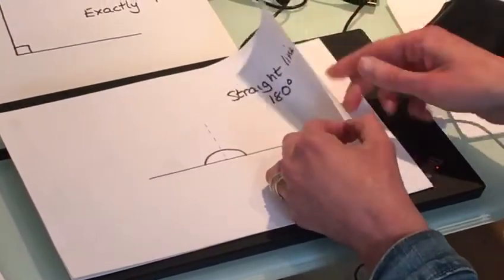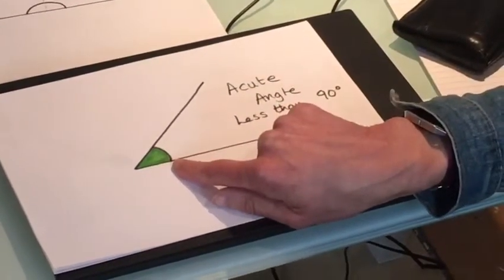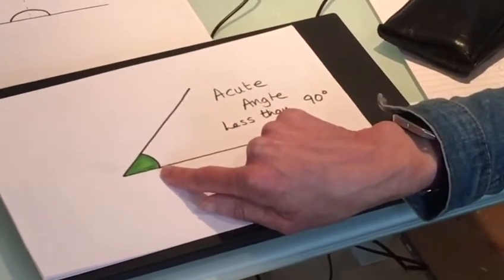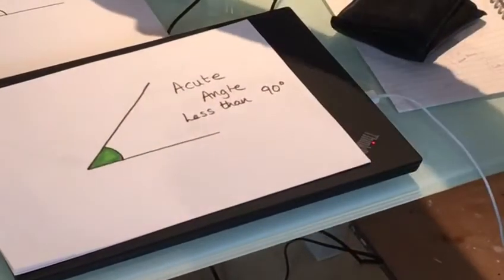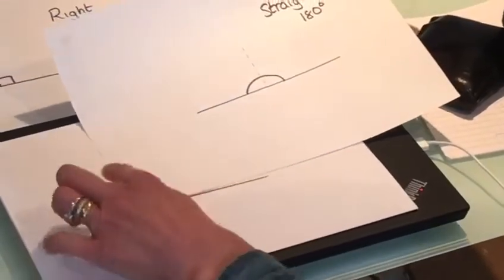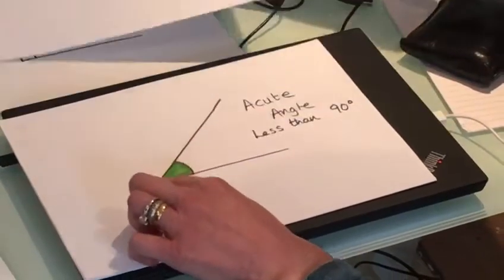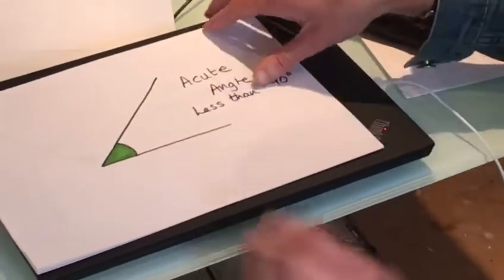The next sort of angle that we're going to look at is an acute angle. Acute angles. These are small. These are less than 90 degrees. If I get my piece of paper, that makes a right angle. This is much smaller than a right angle, so it's an acute angle.